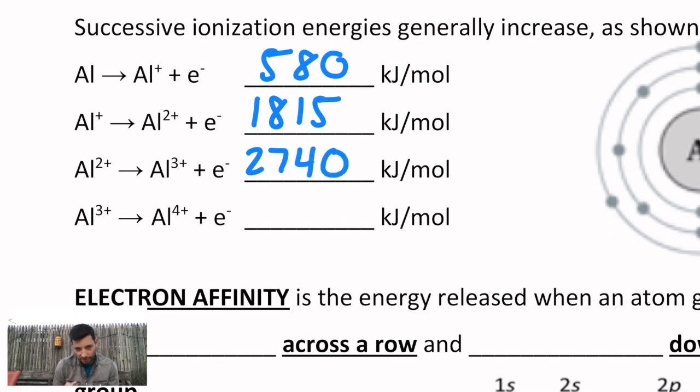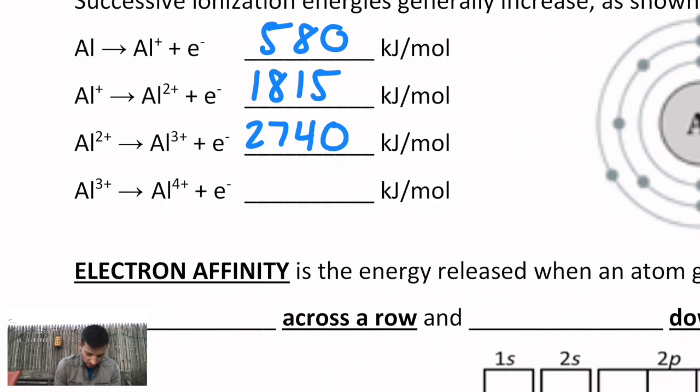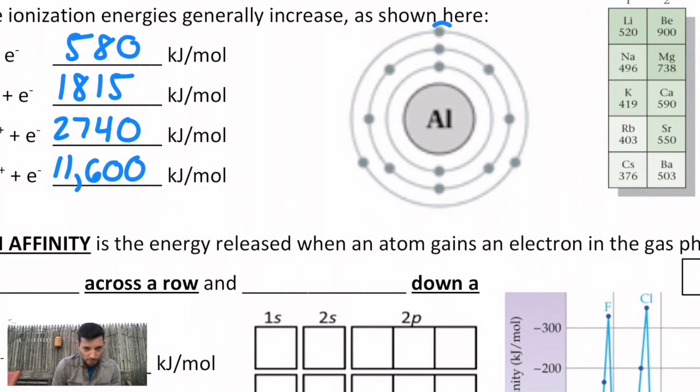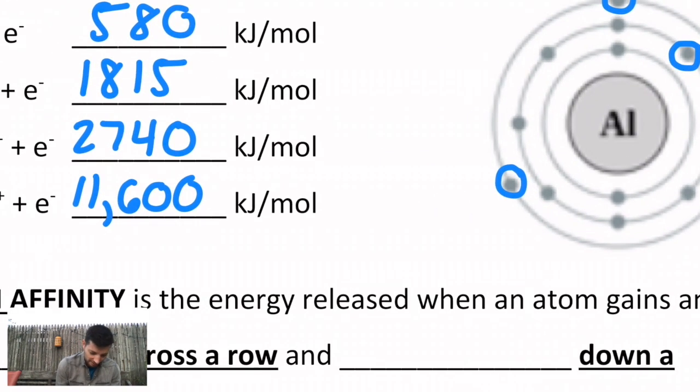But once I want to take away the fourth one, watch what happens. It jumps to 11,600 kilojoules per mole. So we're talking on the order of 600 kilojoules per mole to lose that one, another 1,800 to lose that one, another 2,700 to lose that one, and then almost 12,000 to remove one of these next ones. And as soon as I highlight that, hopefully you can see why there's such a big difference. This is around a 300% increase.